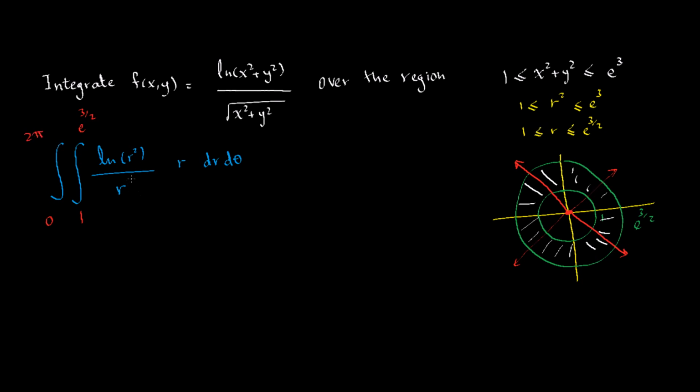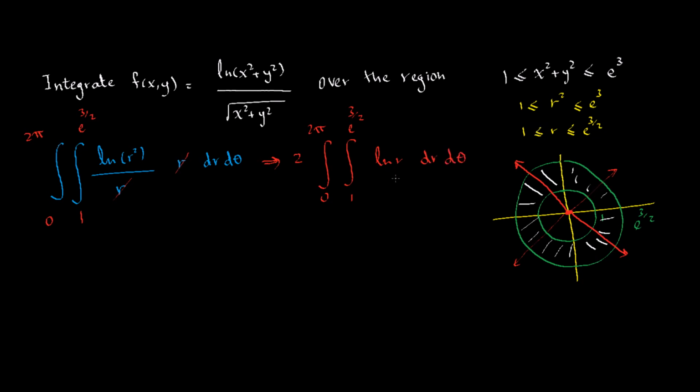And of course, this r cancels with this r. So we can rewrite this. Here I have natural log of r squared, so we can rewrite it as 2 natural log of r, and I'm going to take the 2 outside. So I have 2 integral from 0 to 2 pi, integral from 1 to e to the power 3 over 2, of natural log of r, dr d theta.